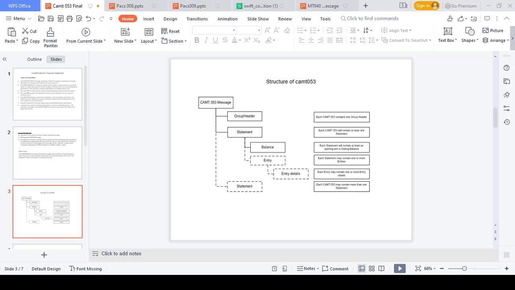Okay, in the group header you can see the message identification, creation date, timestamp, message reception, and message pagination. This is the group header information. In the statement, you can see the unique identifier, electronic sequence number, creation date, from date, account, balance, and entry. Balance, as already said: the opening balance, closing available balance, opening available balance, closing balance, interim booked balance, debit balance, credit balance, date, balance amount with currency, and credit debit indicator. These are the details you can see in the balance.